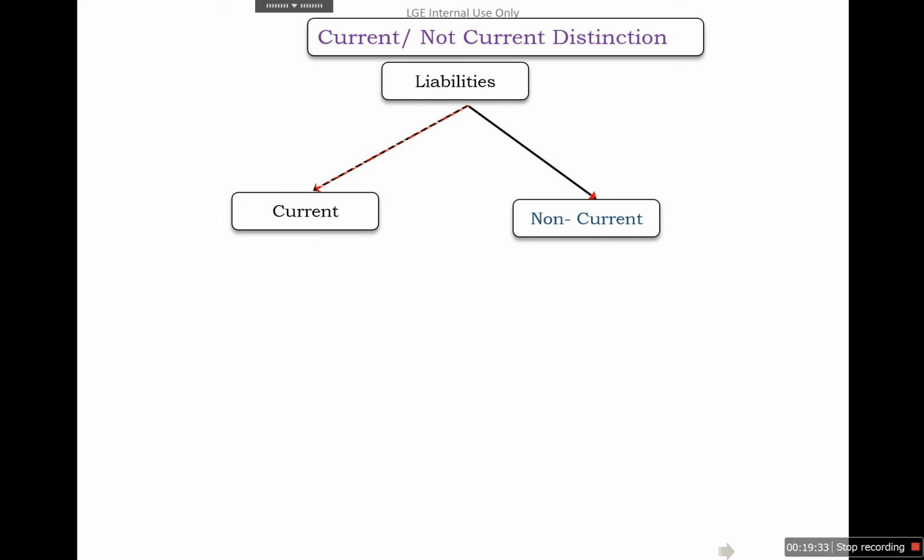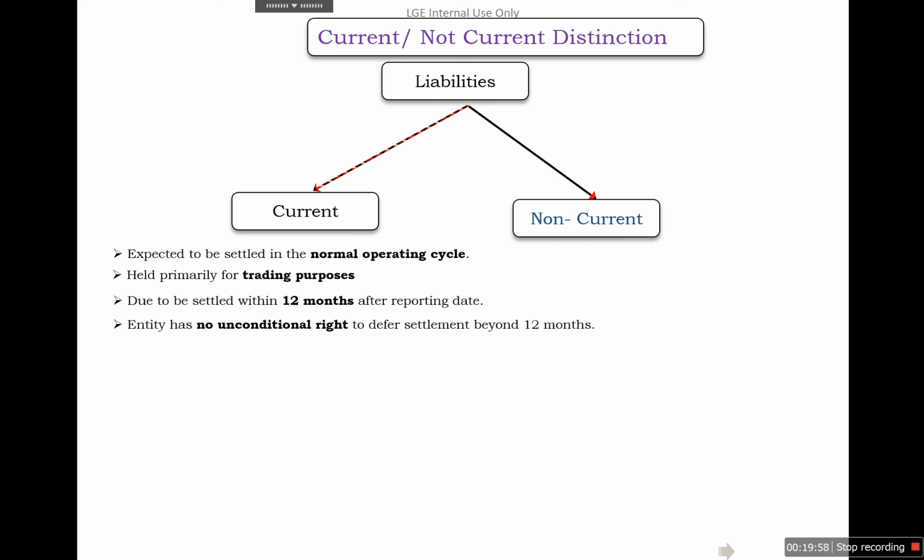Next is about the liabilities. They will also be classified between current and non-current categories. If the enterprise expects to settle the liability within an operating cycle, it will be classified as current. And if it is held primarily for trading purposes, and it is due to be settled within 12 months from the reporting period, or the entity has no contractual right to defer settlement beyond 12 months, it will be classified as a current liability.